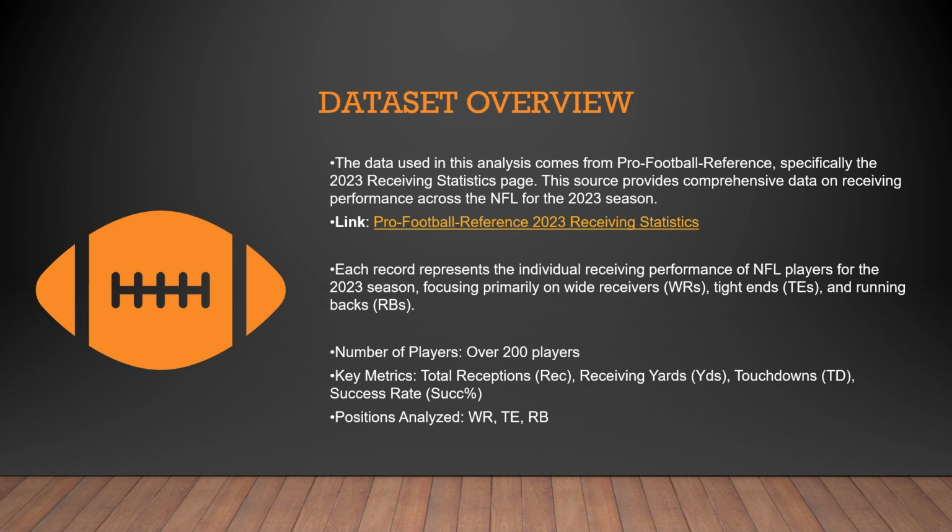Now, looking at my data set, the data I used comes from Pro Football Reference, specifically the 2023 receiving statistics page. Each record represents the individual receiving performance of NFL players for the 2023 season, focusing primarily on receivers, tight ends, and running backs. There's over 200 players that I selected for my data set, and the key metrics are total receptions, receiving yards, touchdowns, and success rate.